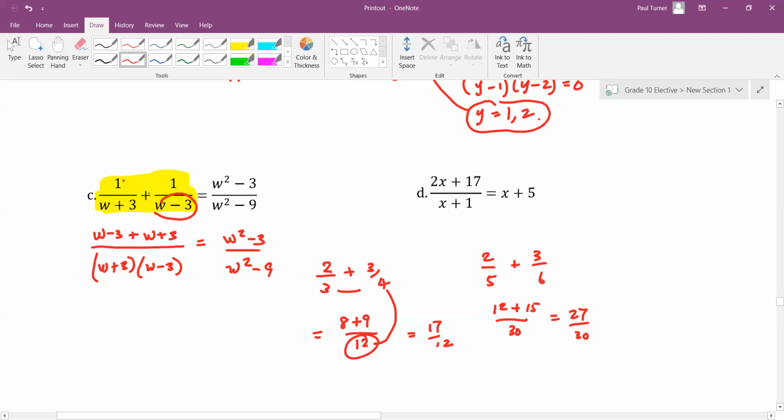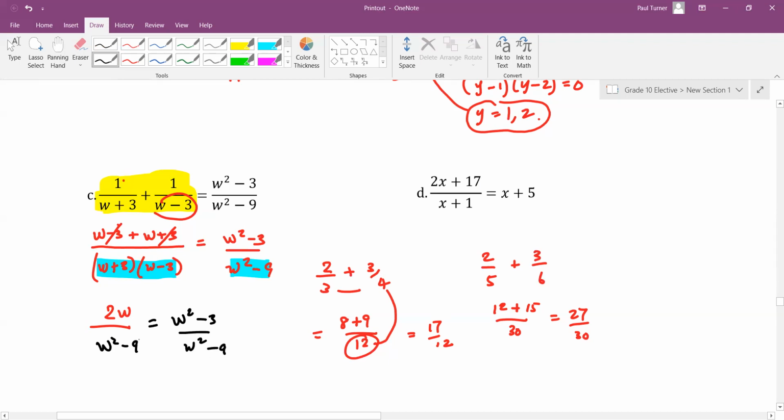You can do it the long way if you want, but I want to try and make one fraction. So here we ended up with 2w. And this part here is our difference of squares, isn't it? It's actually the same as w squared minus 9, equals w squared minus 3 on w squared minus 9.